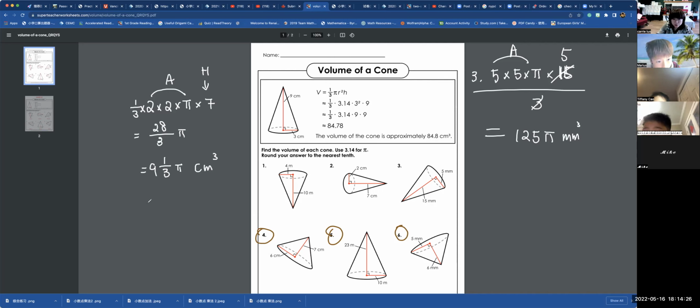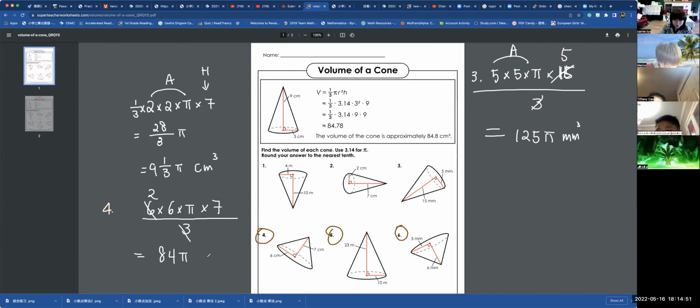Okay, so we're going to take a look at the first question, number 4. The last one is wrong. Okay, Tiffany, let's take a look at this one. So the radius is 6. So 6 times 6 times pi times 7 divided by 3. Because 3 and 6 can be divided by each other, it's 84 pi centimeter cubed.